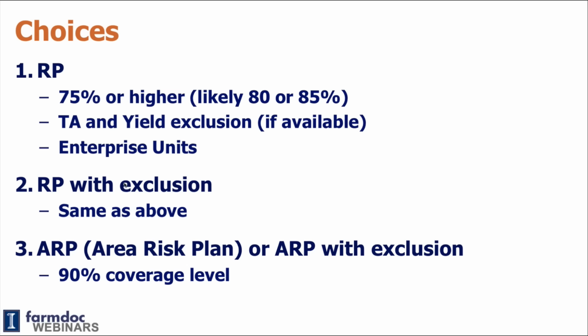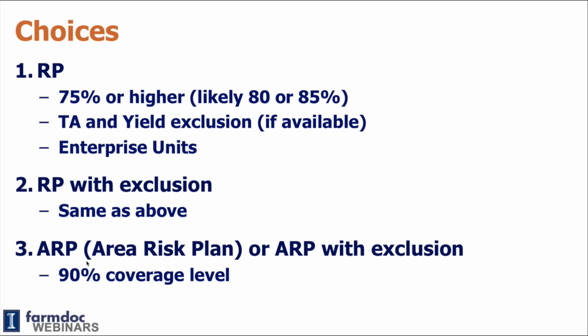RP with exclusion has sort of the same criteria as above. Think about this if you want to lower the cost and you don't want to do much pre-harvest hedging. This policy would be a good one also for share rent landowners. If you're a share rent landowner and do not do much pre-harvest hedging and want to provide a floor under the revenue, RP with exclusion is a low premium cost product.